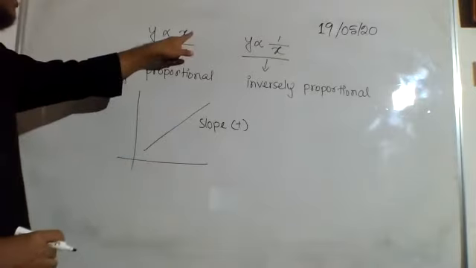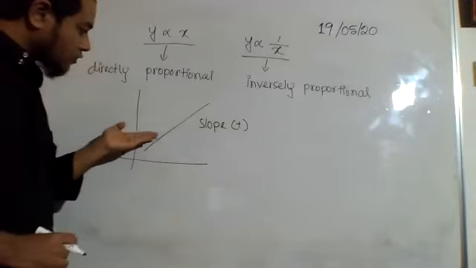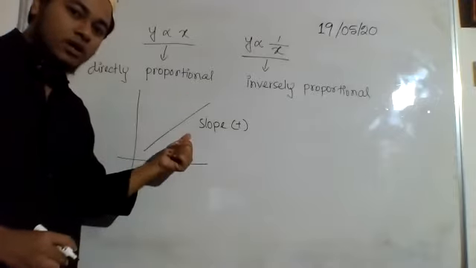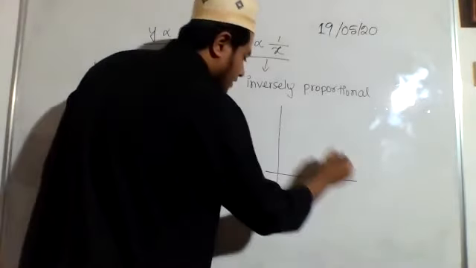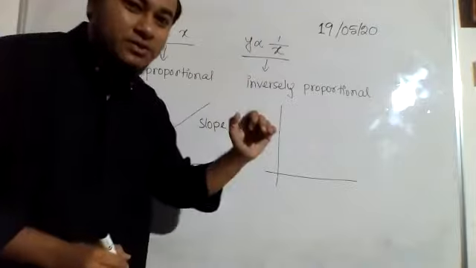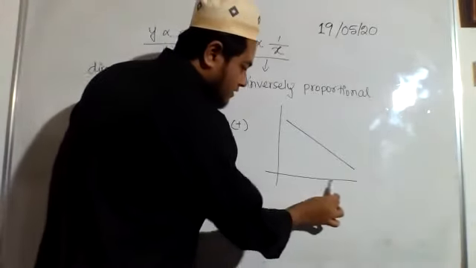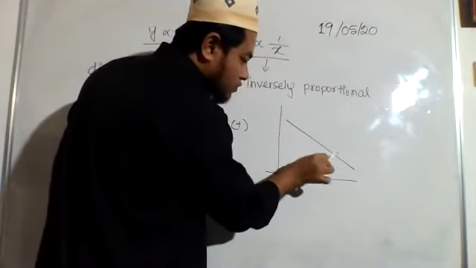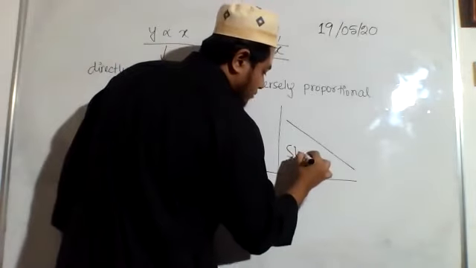Because you increase one amount, the other amount also increases. If you increase one amount, the other amount also increases. This is called a positive slope. Then inversely proportional, what we learned from here is if I increase one amount, the other amount is decreasing. So if this is the case, the line is going to be like this. If you increase an amount, the other amount goes down. Okay? So as a result, the slope here is going to be negative.